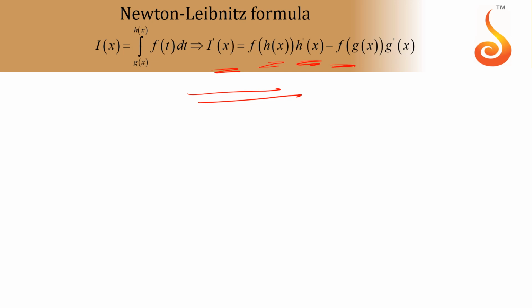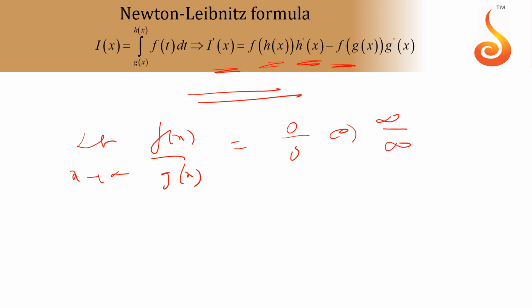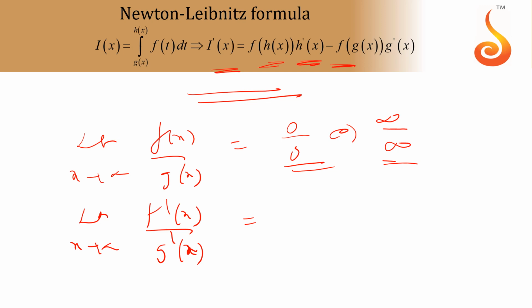In solving some limit problems, you know we have to use L'Hospital's rule when you get 0 by 0 or infinity by infinity forms. Suppose you have a question, limit x tends to a of f of x by g of x, and you get either 0 by 0 or infinity by infinity. L'Hospital's rule says that the limit as x tends to a can be computed as f dash x by g dash x. If you still get one of these forms, again differentiate the numerator and denominator separately. So in some questions where you have integrations in the numerator or denominator, you can use derivatives in this way.